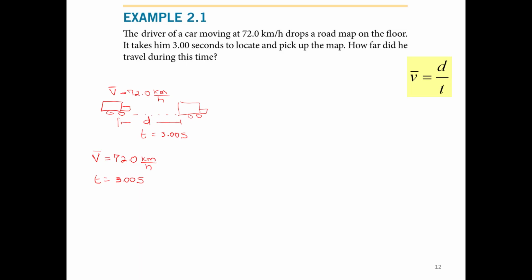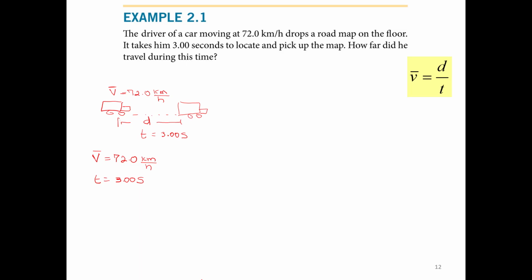Then if we know the average speed and we know the time, we can calculate the distance using this equation. But before calculating the distance, we need to check if we have consistent units. Are the units consistent? The answer is no, because we have kilometers per hour and here we have seconds. Then we need to do something to get consistent units. Just to practice, let's convert kilometers per hour into meters per second. We learned in the previous section how to do that.